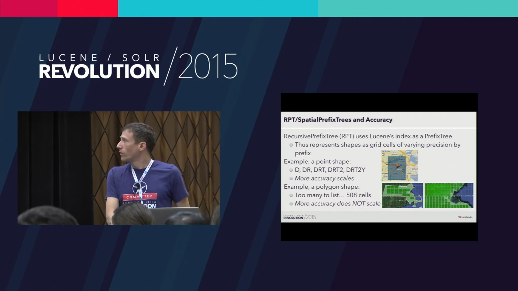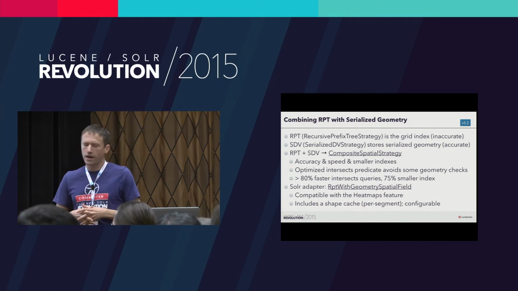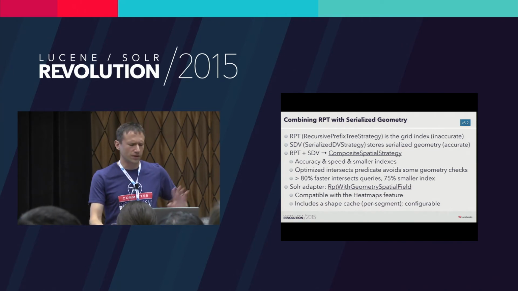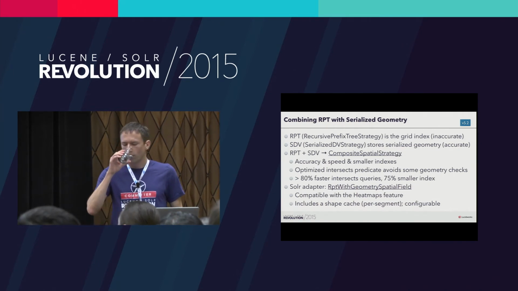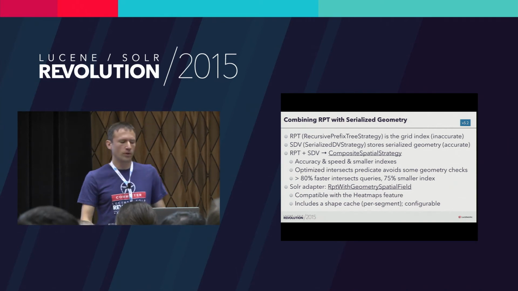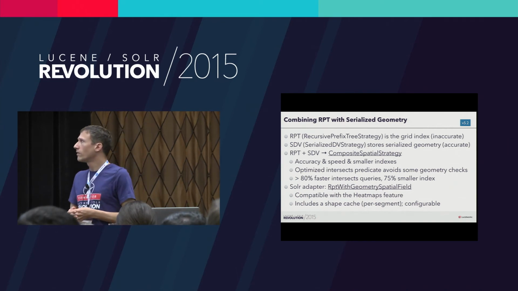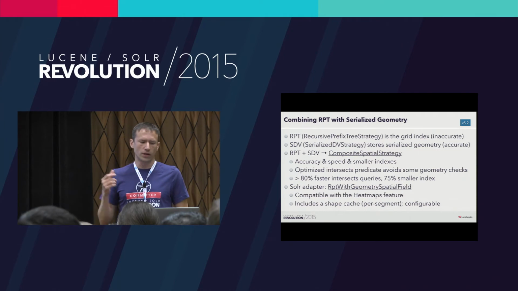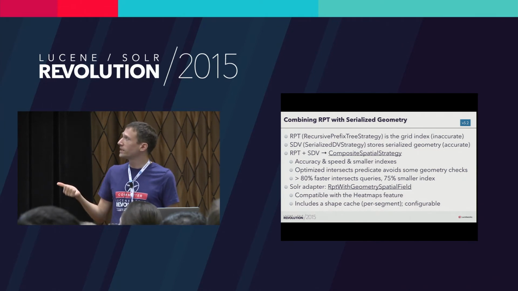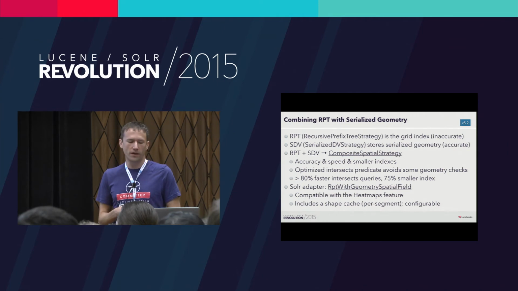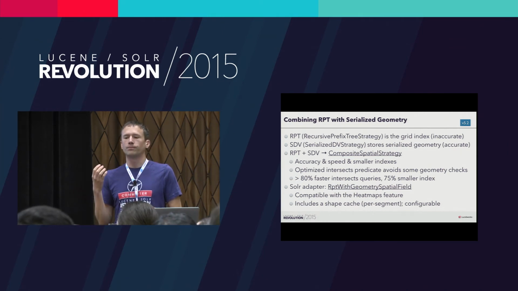So what I've worked on, and I kind of announced this last year, that this is on the horizon, just a matter of time, and the time has come, that I basically married two existing spatial strategies. I've already mentioned RPT. SDV was done last year. That's serialized doc values. All that does is it actually stores the geometry, the points, the raw data for that geometry in Lucene doc values.